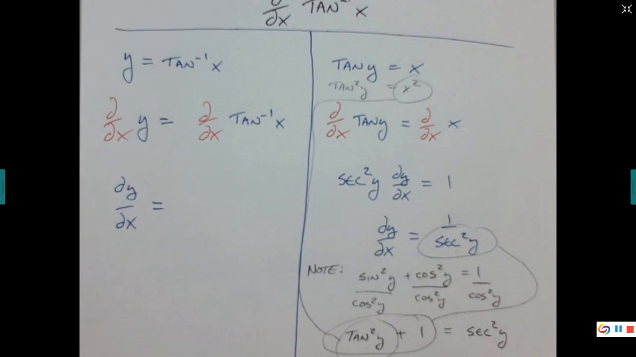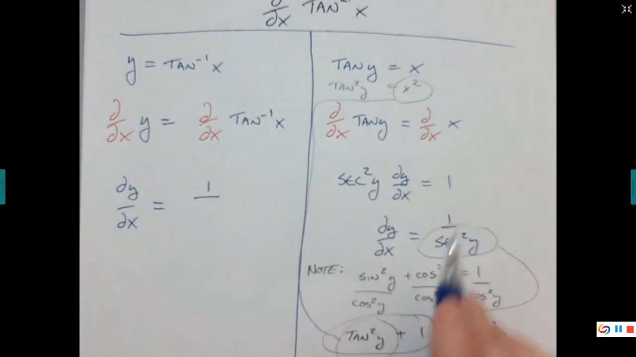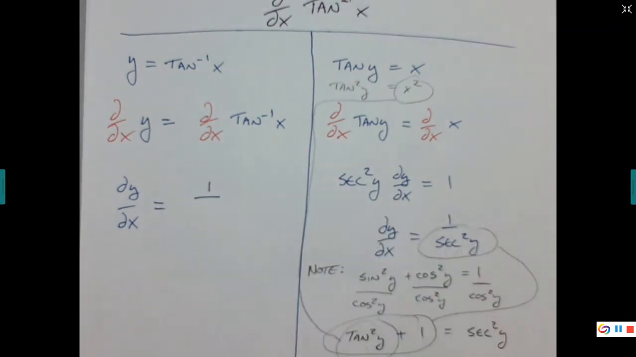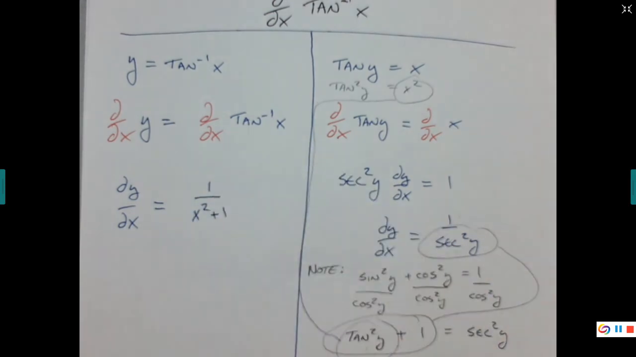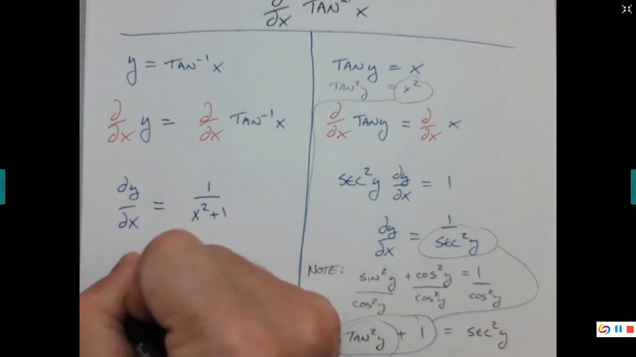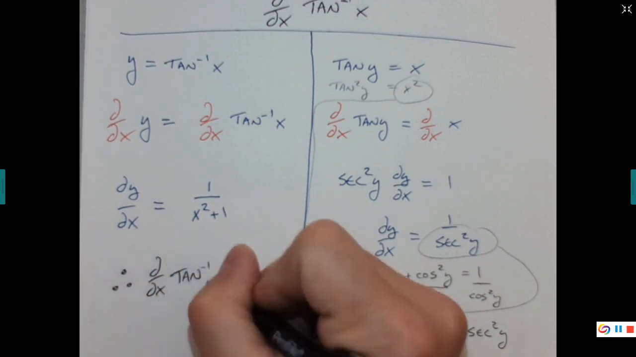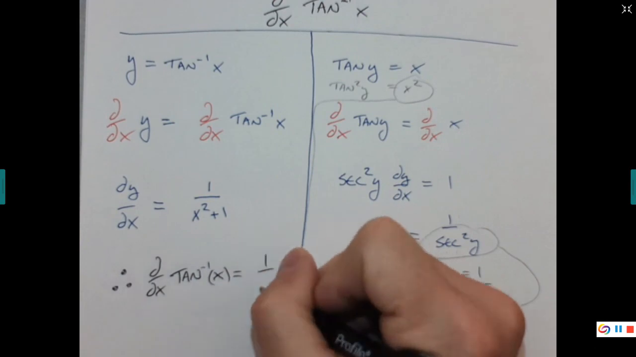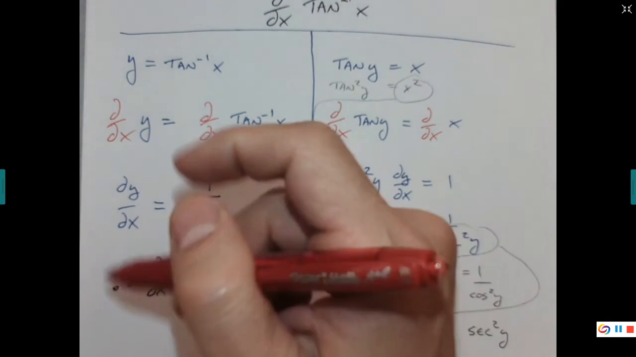Well, I have a great replacement now. I'm going to write 1 over x squared plus 1. And thus, the derivative of our inverse tangent of x is 1 over the quantity x squared plus 1. Let's hang on to this one.